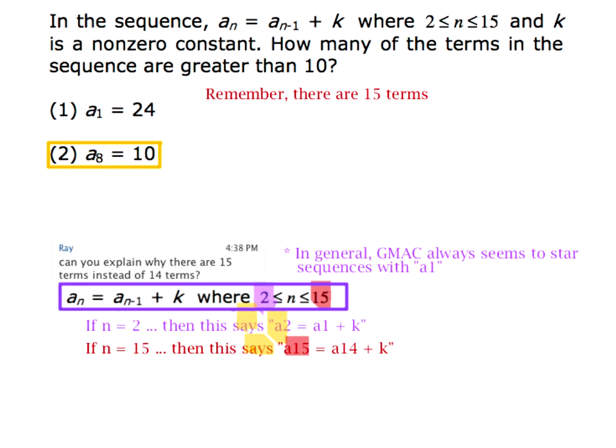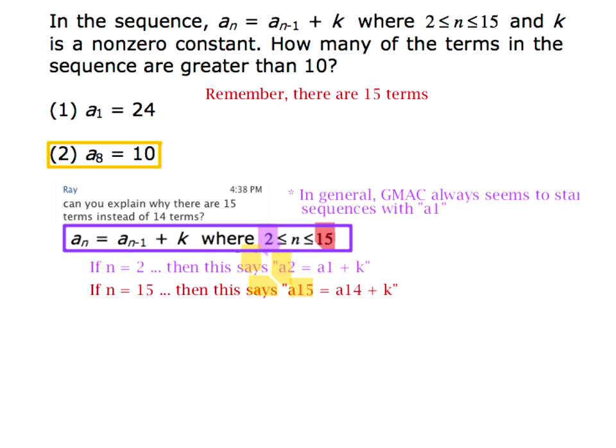If that takes you a while to figure out, then take a while and figure it out, because if you don't figure this out, then the whole problem will not make sense. So there you go. You've got to have terms 1 through 15. So there are 15 terms, and notice that A8 is sort of a special animal here.